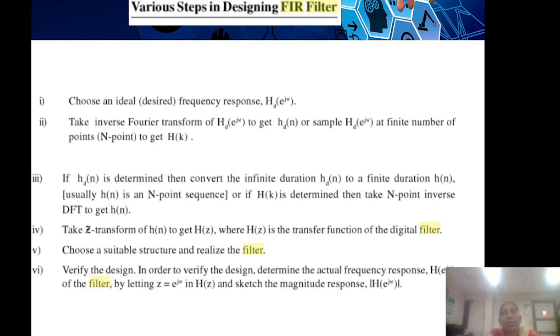Then the fifth step is you have to choose a suitable structure. There are different types of structures that are available in FIR filters, like transversal structure, linear phase structures. So you have to choose a suitable structure and realize the filter. And finally we have to verify the design. In order to verify the design we have to determine the actual frequency response H of e power j omega of the filter by substituting z equal to e power j omega in H of z and plot the magnitude response, modulus of H of e power j omega. So these are the 6 steps involved in designing the FIR filter.